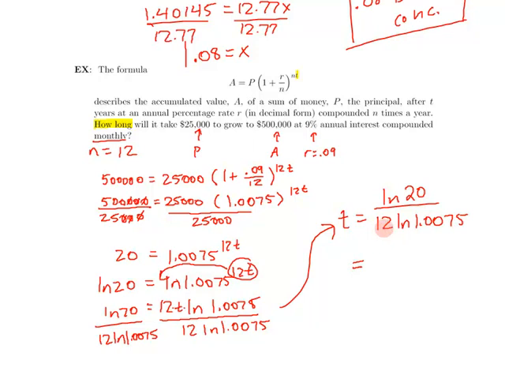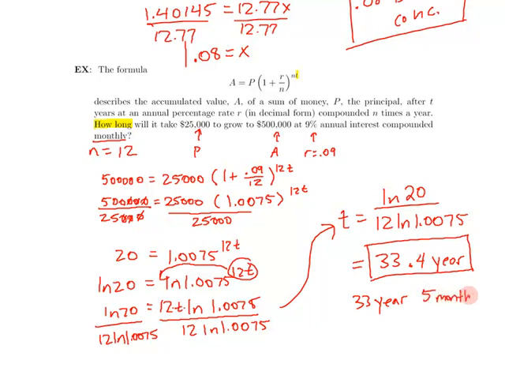And I'm going to go to my calculator. Natural log of 20 divided by 12 divided by natural log of 1.0075 gives me 33.4 years. Or more accurately, if I take the 0.4 times 12, that gives me the number of months. So 33 years, and 0.4 of 12 is 4.8, so 5 months would be required.